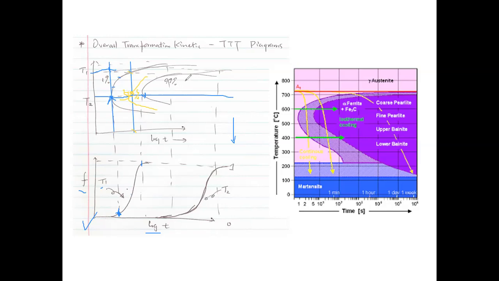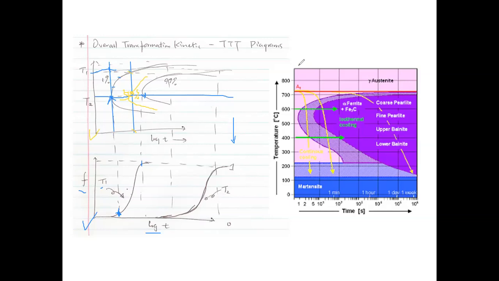So again, you have a different way of looking at this information. You can either look at it in this way, where it shows you at different temperatures how the fraction transformed changes as a function of time, or you can look at it in this way. I think this is the more commonly used way to represent the TTT diagram, and here is just an example of a more beautiful illustration of the same concept that we described.